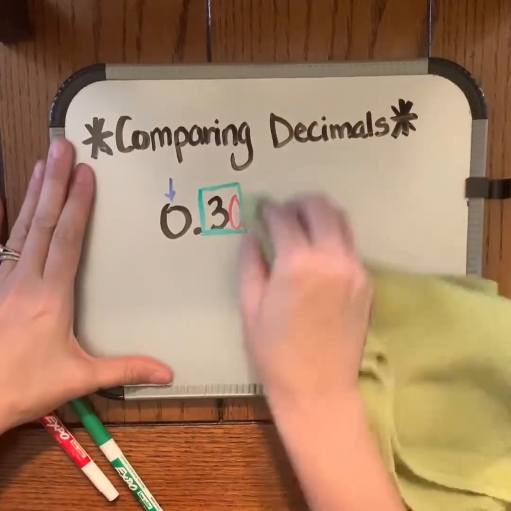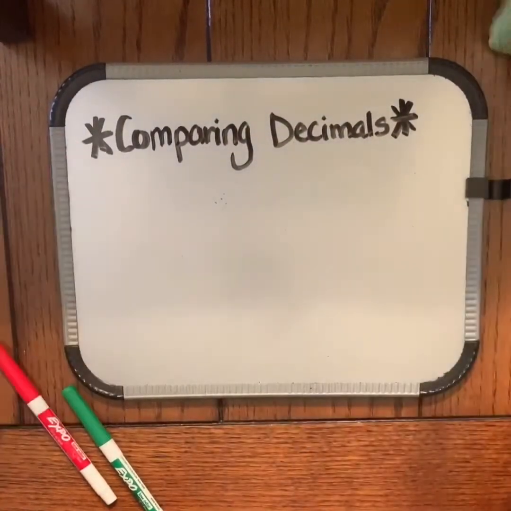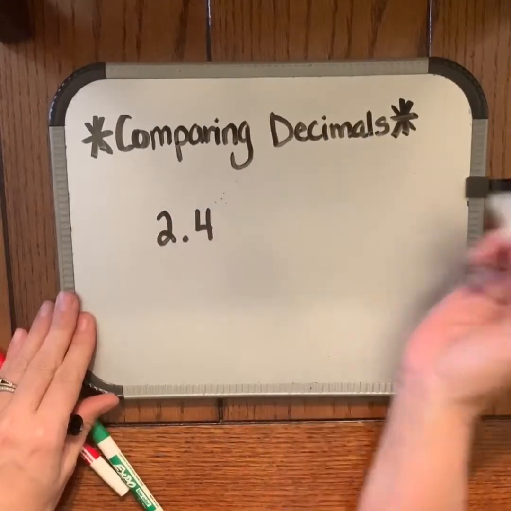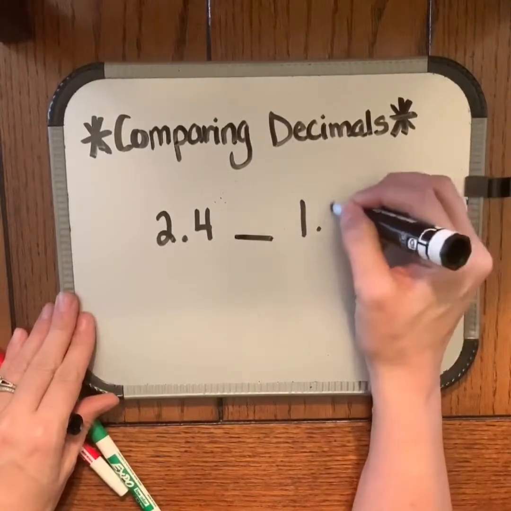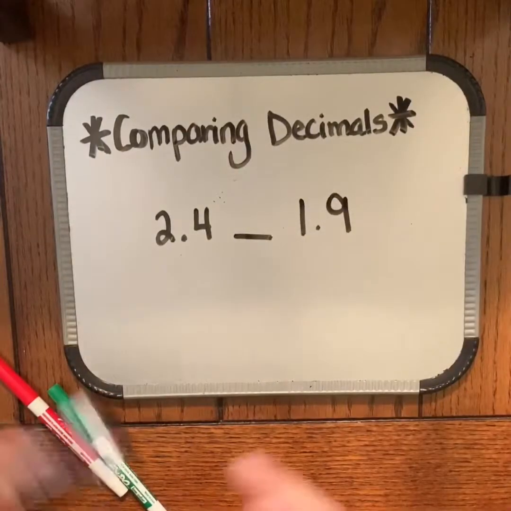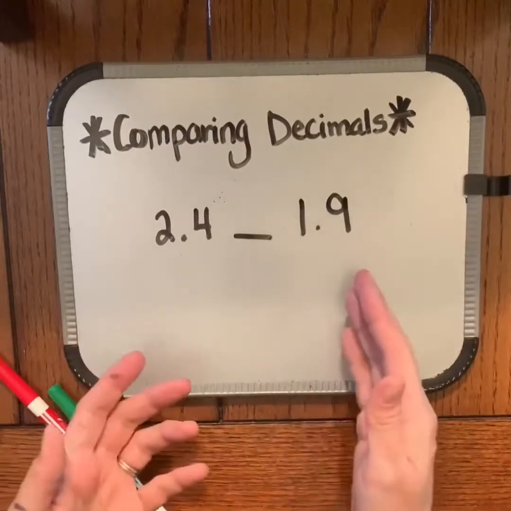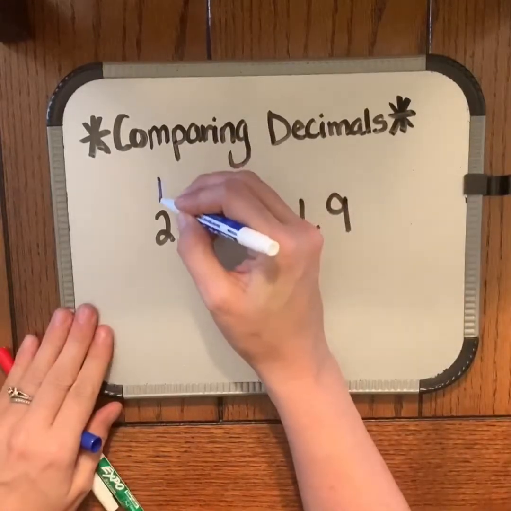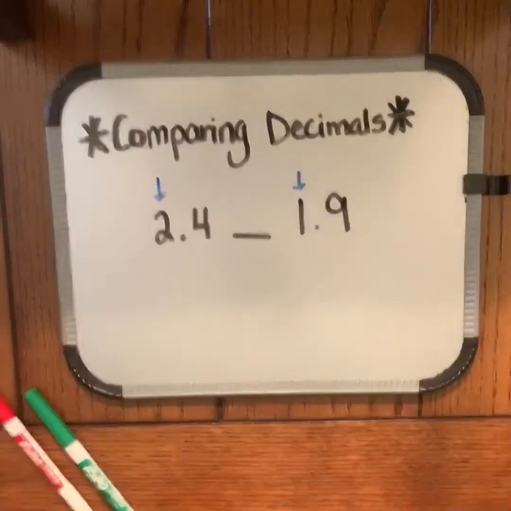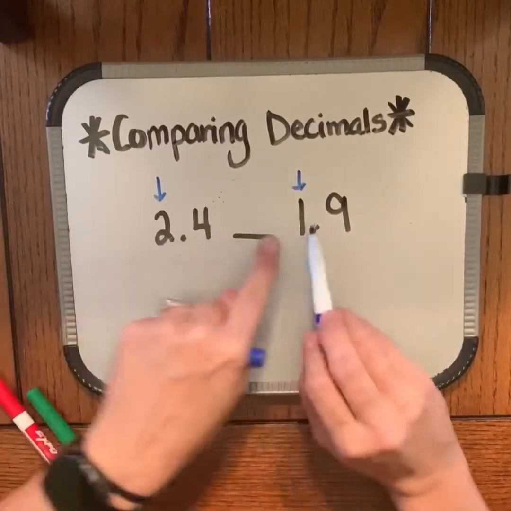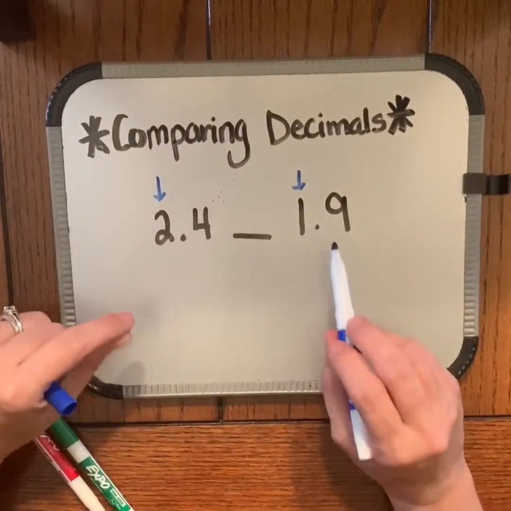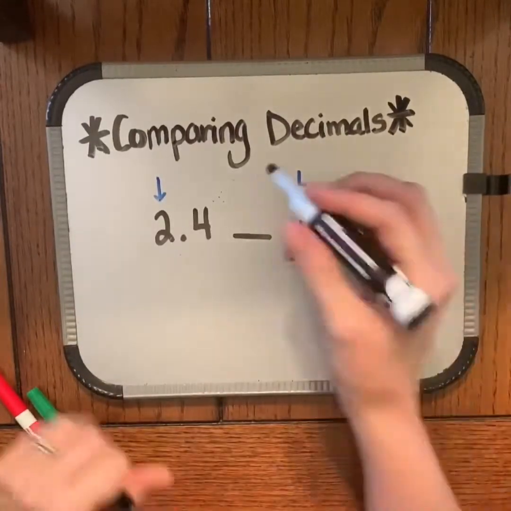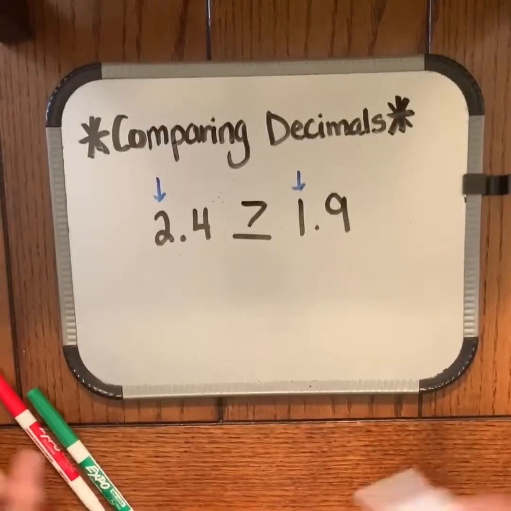Okay, let's try another one. Let's do 2 and 4/10, and we are going to compare it to 1 and 9/10. Now sometimes you look at it and say, well, 9 is bigger than 4, so this one has to be bigger. But again, we need to follow the steps. Step number 1, we're going to look at the whole numbers. This one is 2, this one is 1. They're different, so that's as far as I need to go. 2 is bigger than 1, so this is larger.